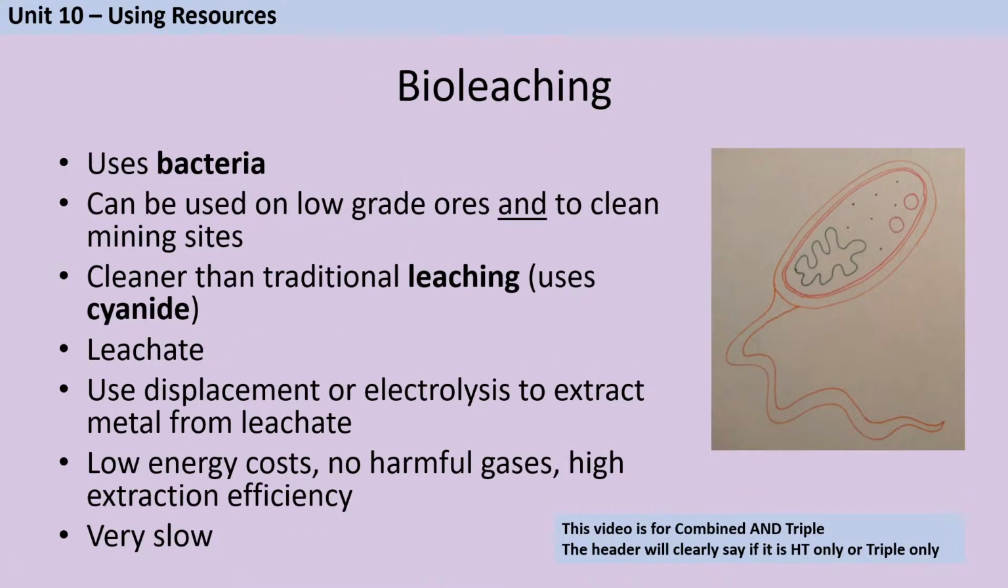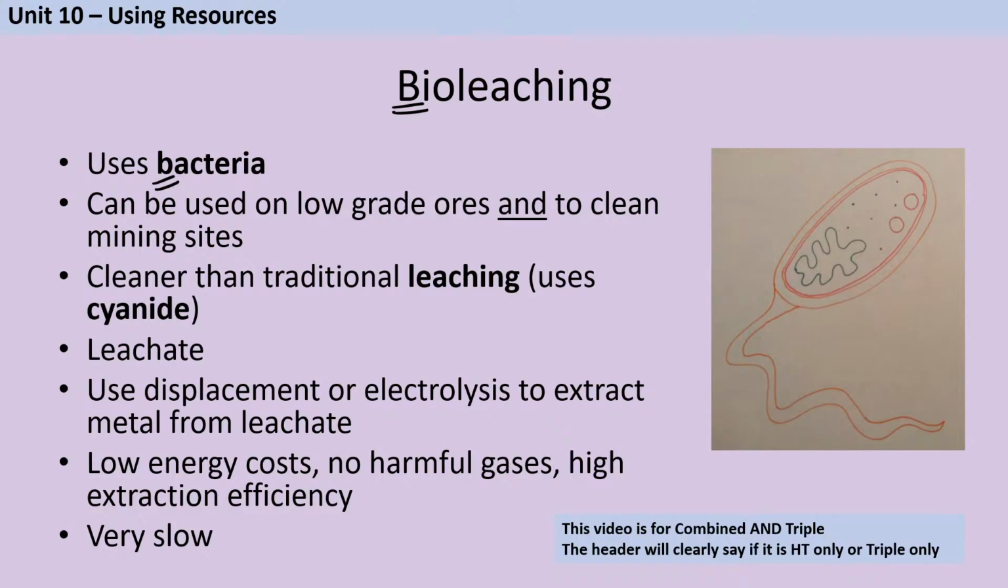So the first one is bioleaching. Remember, B for bioleaching, B for bacteria. We can use this on low-grade ores, but mainly we use it for cleaning up mining sites. So if you've had a quarry and they've been digging up that ore, there's usually little bits of metal left behind that they didn't get. So then we can use this bioleaching to get the rest of it.